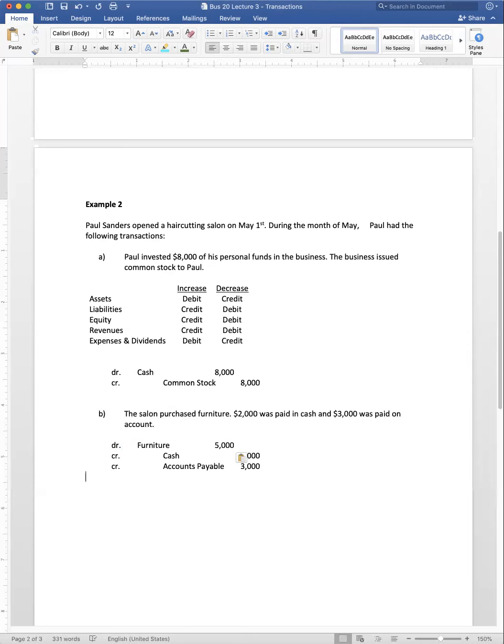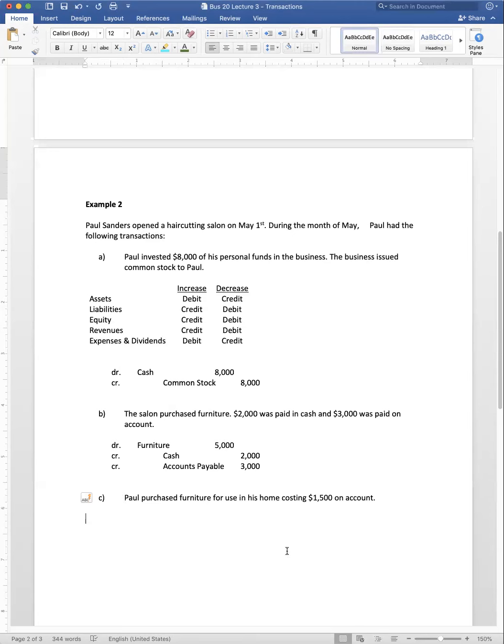All right, so there is our journal entry. All right, let's look at another transaction. Let's say Paul purchased furniture for the business. Paul purchased furniture for use in his home, costing $1,500 on account.